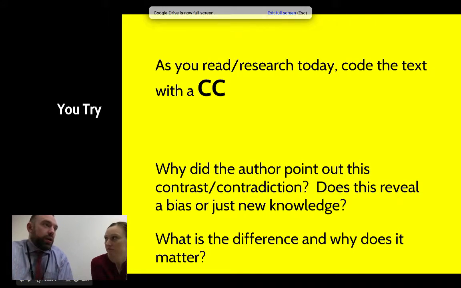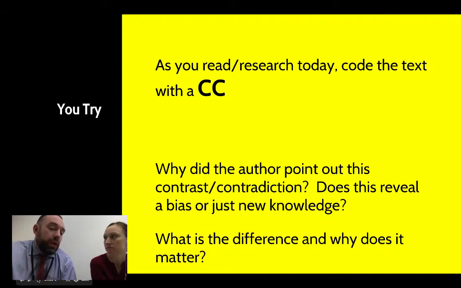This one's, I think, one of the harder ones to do. So if you need some help with it, just ask whatever teacher's in the room with you, either Mrs. Rye, Ms. Messina, or myself. We can help you out with it. But as you read today, what we want you to do is to code the text with a CC. And then notice, why did the author point out this contradiction? Does this reveal a bias or just new knowledge? And what is the difference and why does it matter?